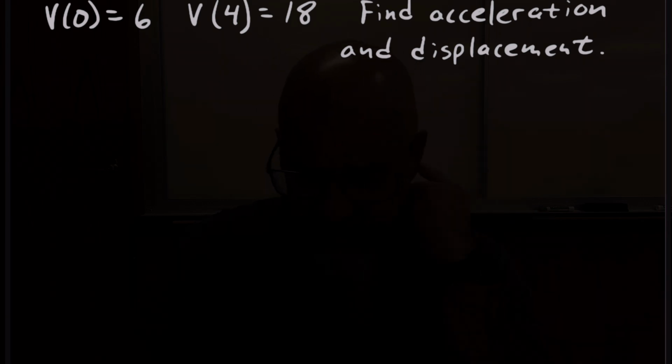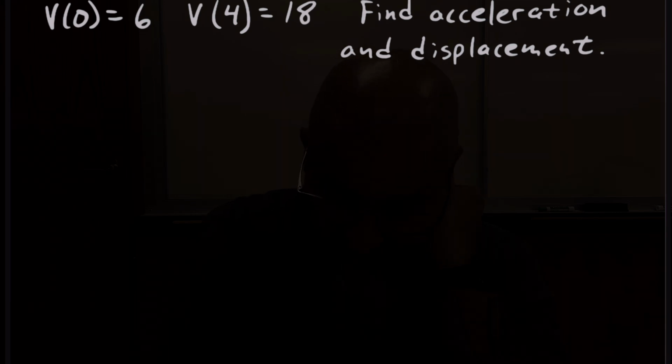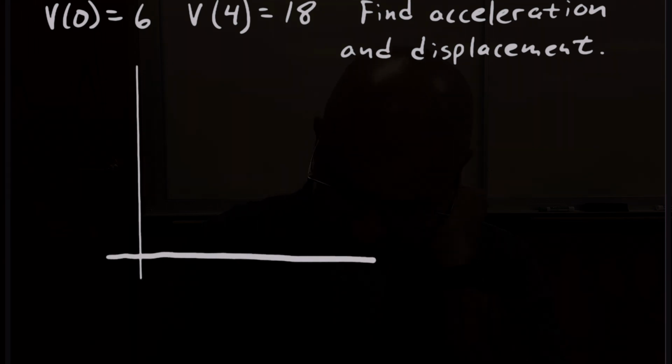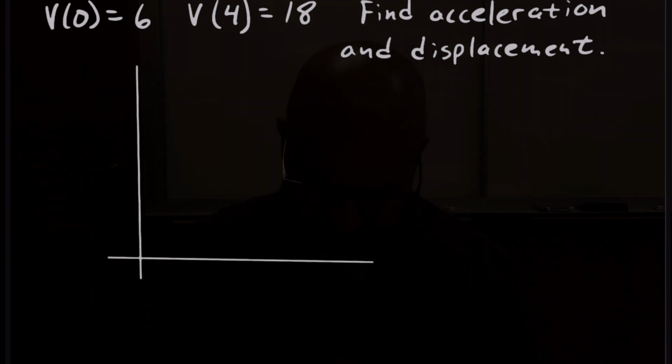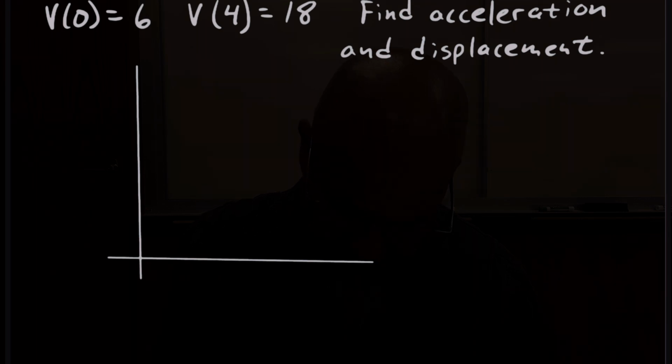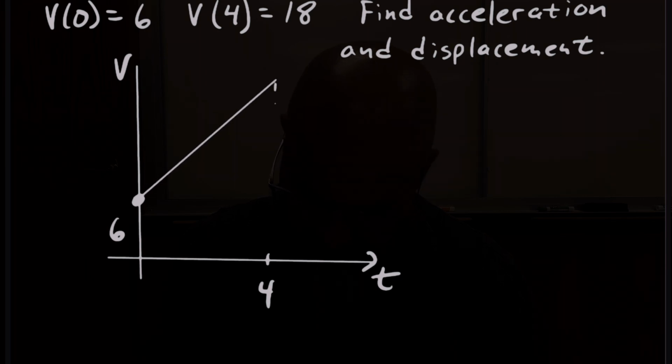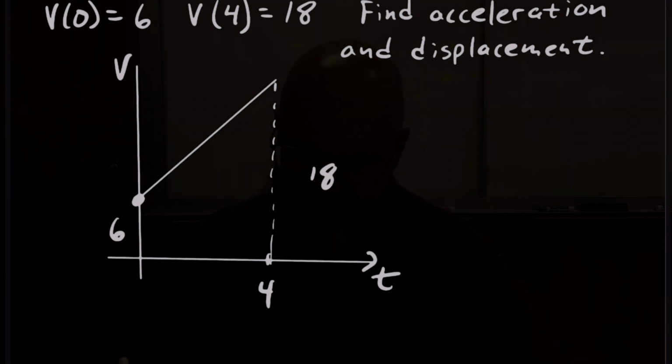So the easiest way to go about doing this is, as I keep saying in class, draw a velocity graph. Velocity graph is king. And it doesn't have to be beautiful, it has to be a sketch. So we'd say this, if this is v and this is t, v of 0 is 6. And then 4 seconds later, the velocity increases so that the total is 18. Okay, so let's see what we have here.